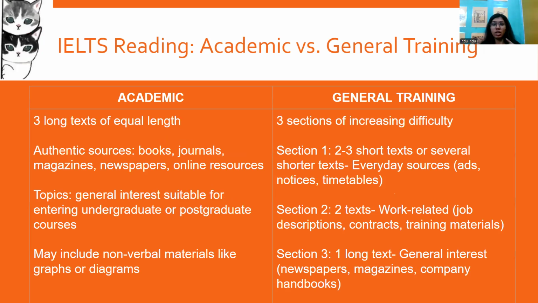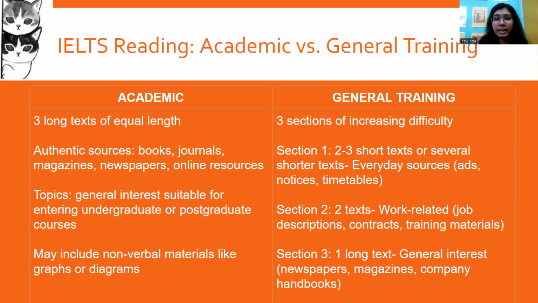In contrast, the general training reading section is structured into three sections of increasing difficulty. All right. Now, section 1 may have 2 or 3 short texts or several very short texts. Section 2 contains 2 texts, while section 3 has 1 long text.